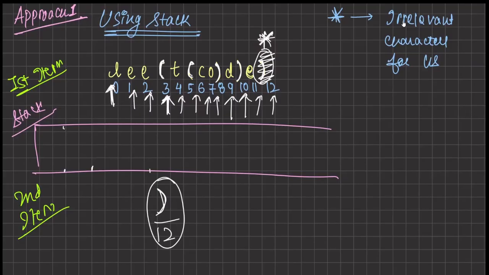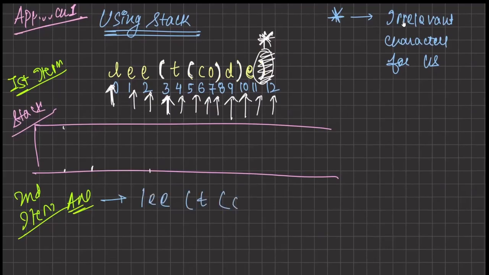So let's write it. For example, this is the answer variable. In this answer variable, we will add L, E, E, bracket, T, bracket, C, O, bracket, D, star, E, bracket, E. Now here we see a star, just continue, skip it, right? So this is a valid string.